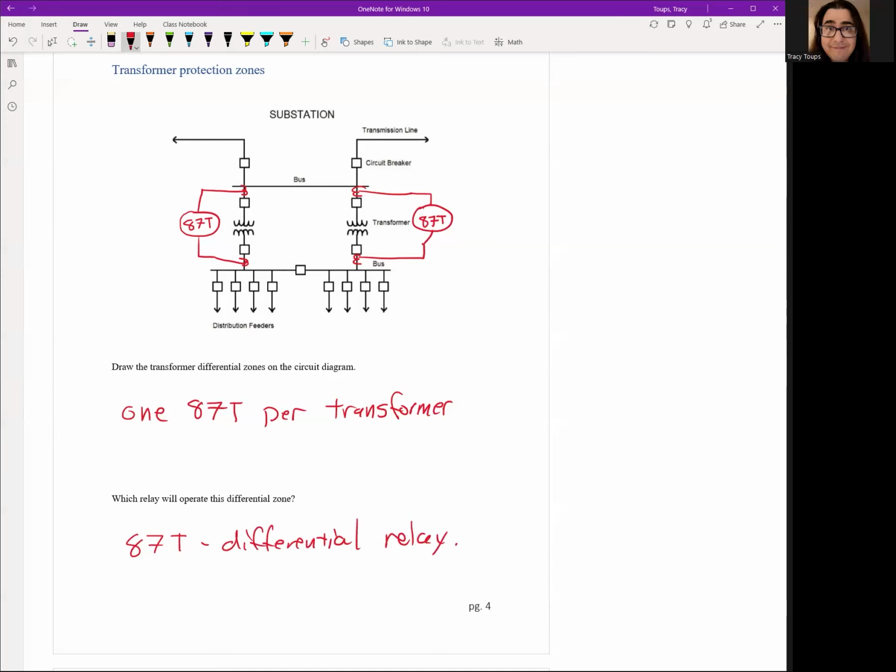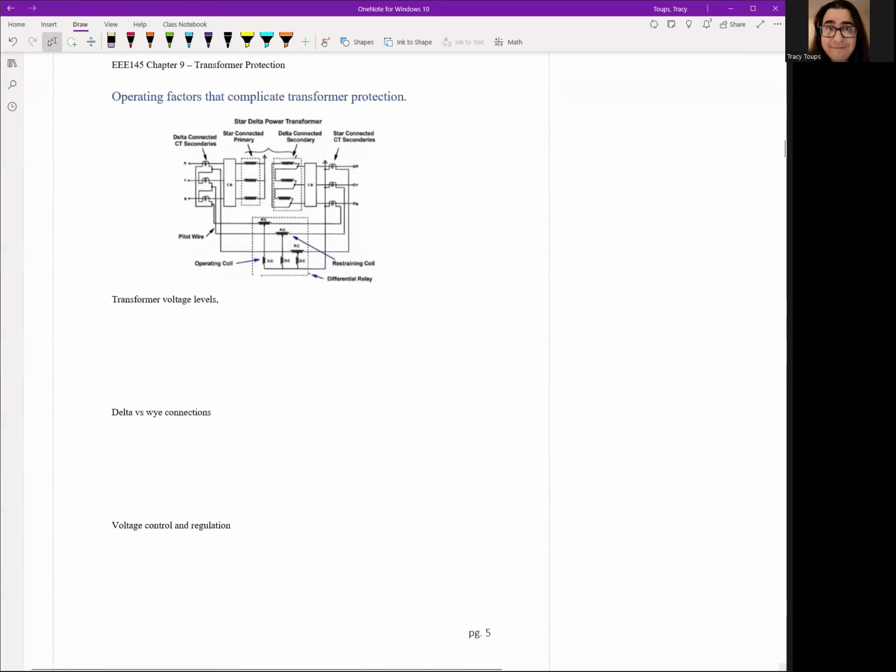I'm telling you right now, the industry is pretty much moving forward. If you can afford a differential relay, it's pretty much the way to go from here on out. So get used to it. Okay. So that's the very basic. Let's get a zone up and running for the transformer. Let's protect it. Now comes a little bit more complications.